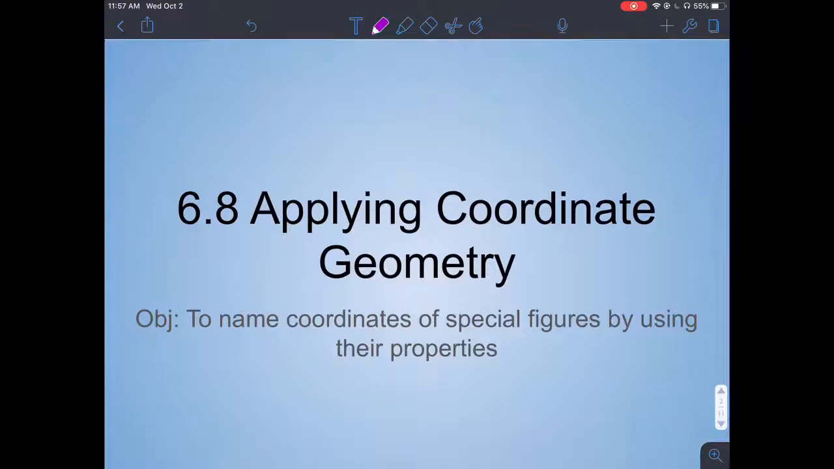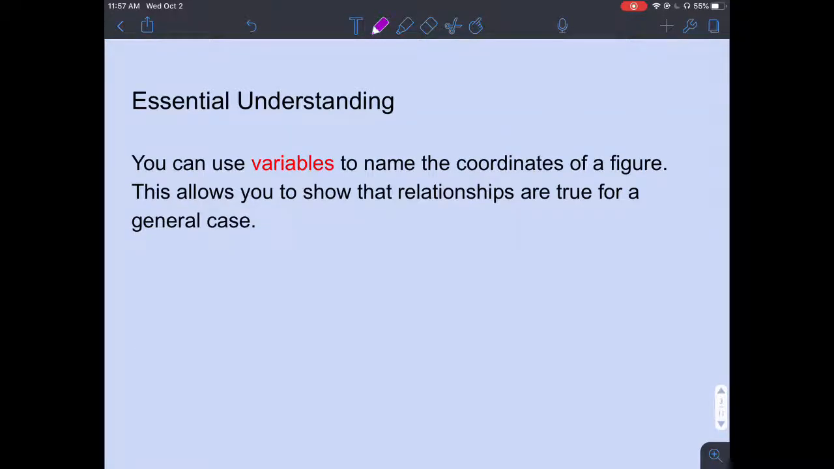So let's look into our lesson now, applying coordinate geometry. What we're going to do is name coordinates as special figures by using their properties and not necessarily getting hung up on the letters that we're using. So our central understanding today is you can use variables to name the coordinates of a figure. This allows you to show that the relationships are true for any general case.